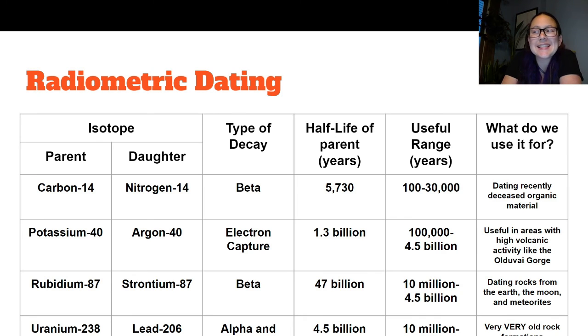Anyway, the idea is the exact same. Simply measure the amount of radioisotope compared to stable isotopes left, and you can figure out how old a substance is. You don't even have to ask when its birthday is.